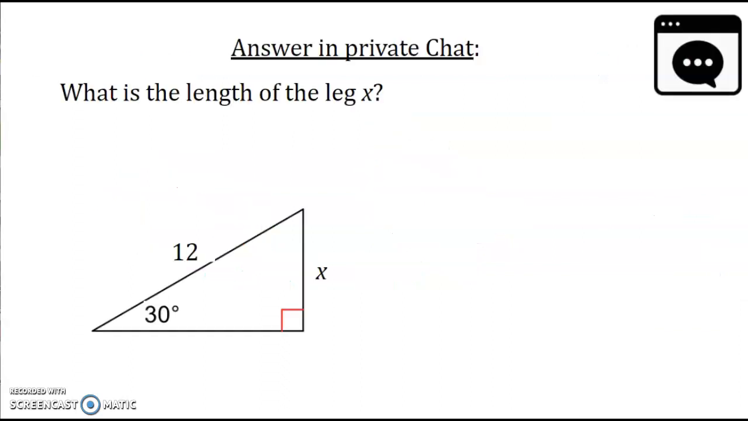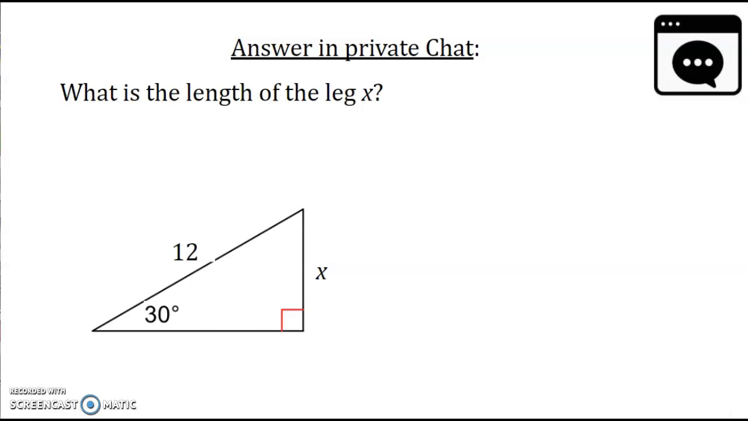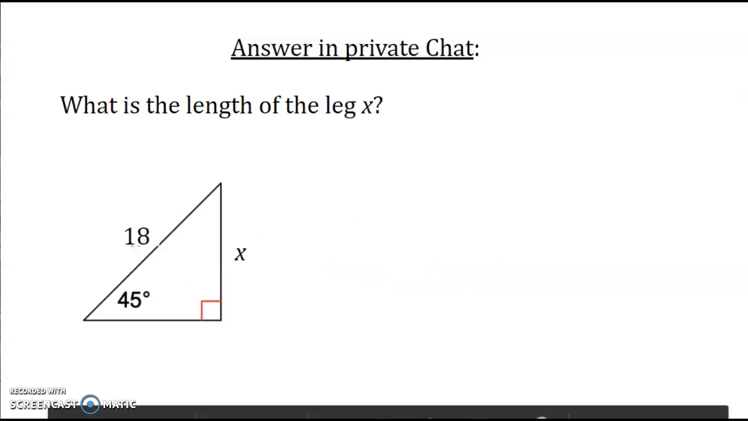Okay, so now I would like you to tell me in private chat, what is the length of leg X? The first thing you should be identifying is what sort of triangle this is. This is a 30-60-90 degree triangle. So what is the relationship between the short leg and the hypotenuse? Short leg multiplied by 2 is the hypotenuse. That means hypotenuse to short leg is going to be divided by 2. So X has to be 12 divided by 2, which is 6.